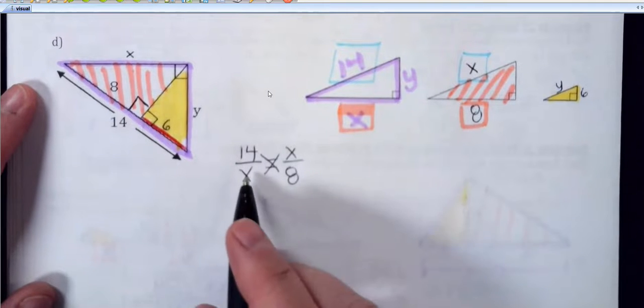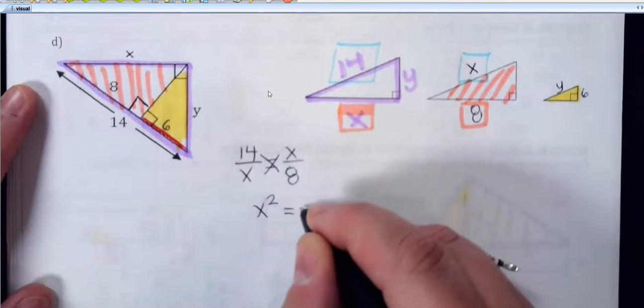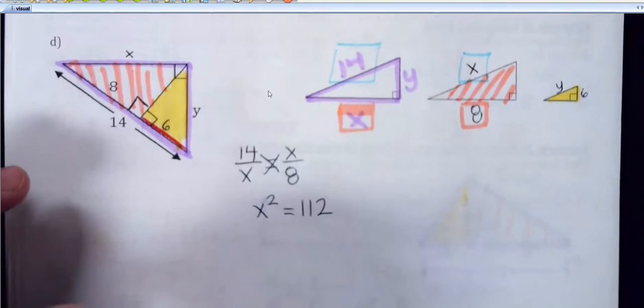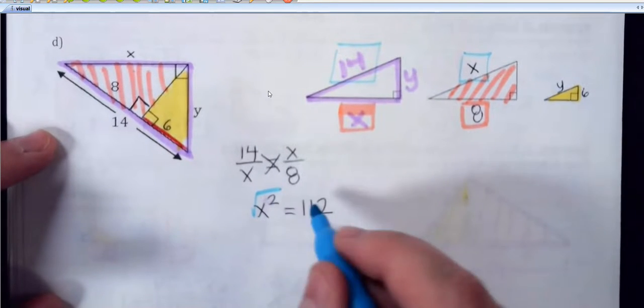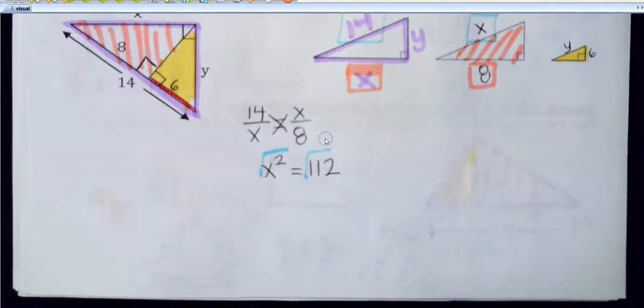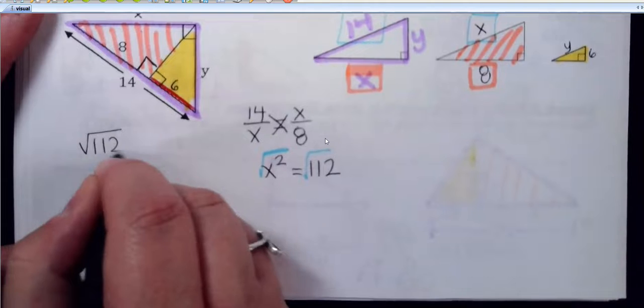I'm going to do x times x. That's where I get the x squared. 14 times 8 is 112. And then to solve this, I do have to take a square root. We've had to do that on some of the problems, but not others. Let me think. All right, and I know 112 is not a perfect square. So let me see.